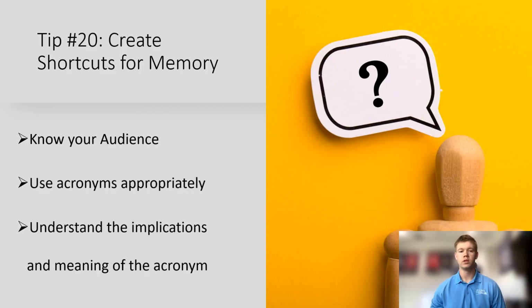Tip number 20 is creating shortcuts for memory. Barr talks a lot about how we can use acronyms to create a shortcut for different people and different memories. An example that's seen a lot, especially in engineering, is that we're using acronyms all the time for different processes, different pieces of equipment, and so on. This can be useful in a way where we can speed up our understanding. We can remember things a little bit easier based off that acronym.